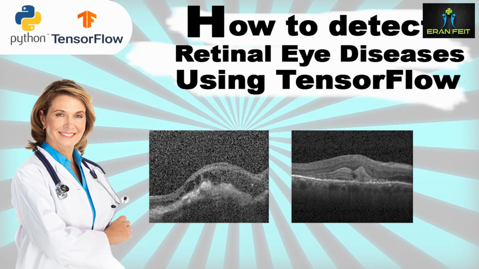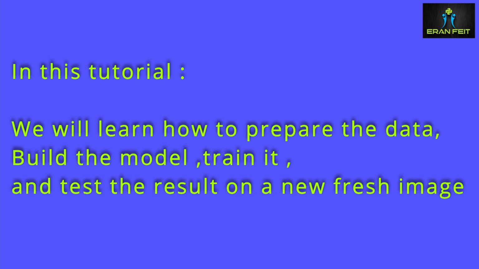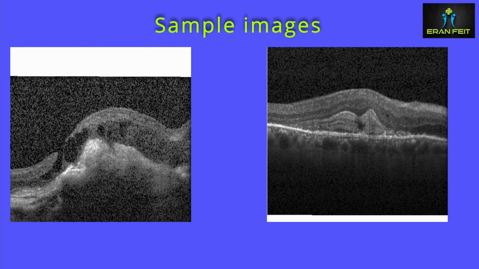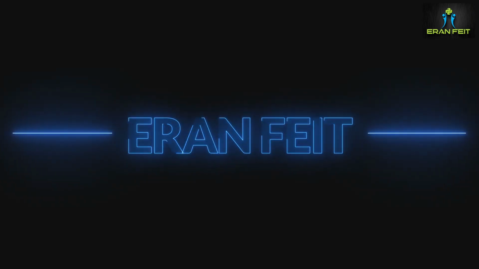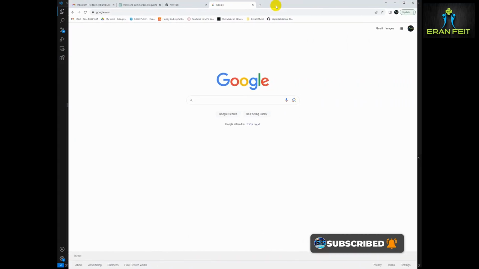Hi. Today we will use TensorFlow and Keras in order to detect retinal eye diseases. So basically we will download a lot of images that are categorized into 4 different classes. 3 of them are disease classes, like these sample images, and 1 is a normal retinal eye. So basically it will be a multi-class classification, and we would like to detect each of those 3 diseases out of 4 types of classes.